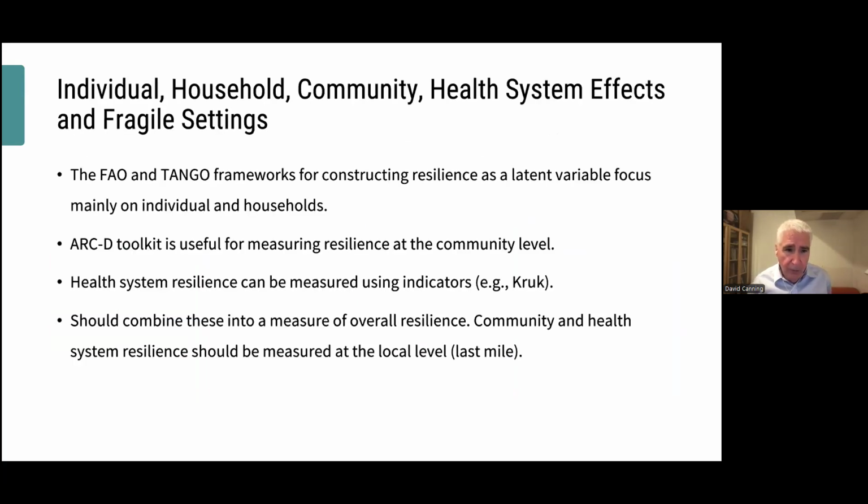I think from our review, we found FAO and Tango frameworks useful for constructing resilience as a latent variable. There's the ARC-D toolkit, which we think is very good for measuring resilience at the community level. And then health system resilience can be measured using indicators like Crooks. And these can be combined into a measure of overall resilience, which is a function both of individual, household, community, and more system level. Those measures of resilience are going to be highly multidimensional in terms of their inputs, but then they tend to come out with a single measure as an output.